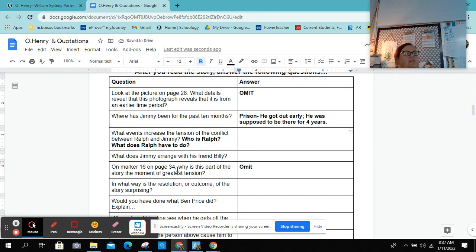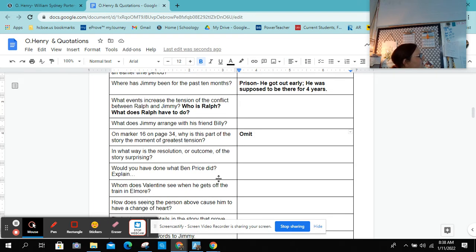Okay? What does Jimmy arrange with his friend Billy? What is he going to do with Billy? He's going to sell his safe cracking tools, his burglary tools, okay? We're going to omit the next question because the pages in the book didn't line up with what I had originally set up. You skipped one. Okay?